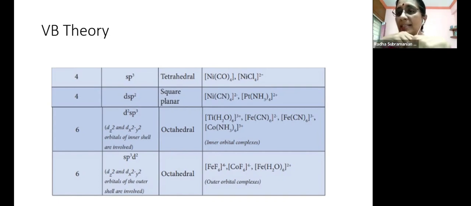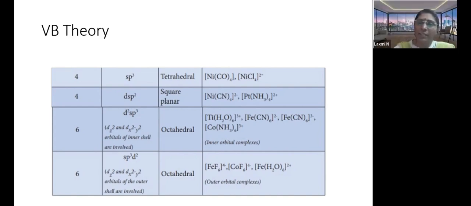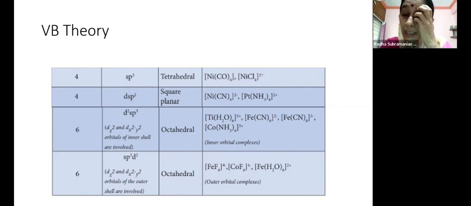Here many of us, at least I, miss it many times to mention inner orbital complex and outer orbital complex. This is a very famous question on VB theory which is asked about nickel. Anybody remember that question? Nickel never forms low spin octahedral complex. That means the hybridization is never d2sp3. Many children write that as an answer. Nickel can never form d2sp3 hybridization, even with ligands like ammonia.